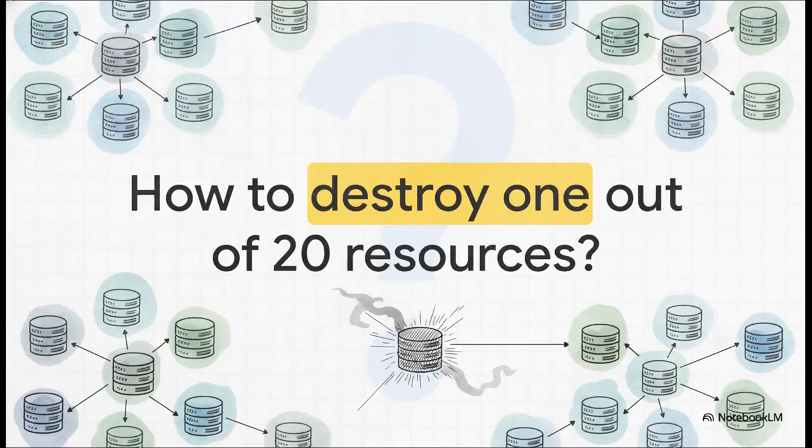Okay, let's pivot from total amnesia to a completely different but equally high-stakes situation. Imagine a real-time scenario where you have 20 resources actively running perfectly in production, and suddenly you realize you need to destroy exactly one of them. Just one. How do you surgically remove a single resource without accidentally taking down the other 19 or completely disrupting the entire state file?